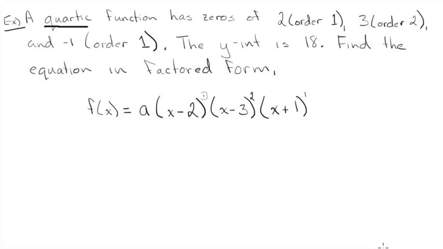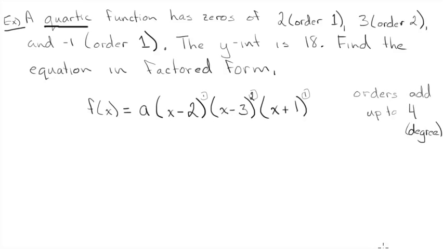Just one comment. Notice that the orders 1, 2, 1 add up to 4. Quartic is degree 4. That's not a coincidence. So orders add up to 4, which is your degree. That's always going to happen. And if you think about what order means and what degree means, it should be obvious that that has to happen. We don't have the equation yet, right?